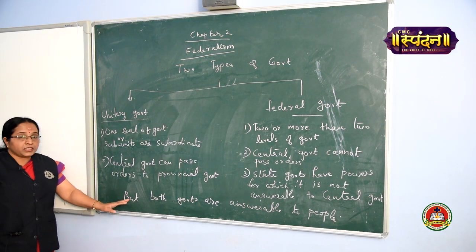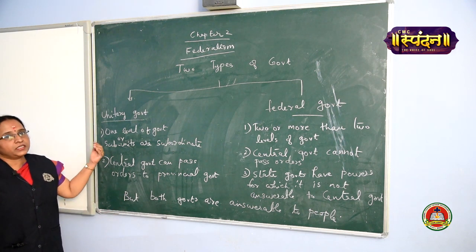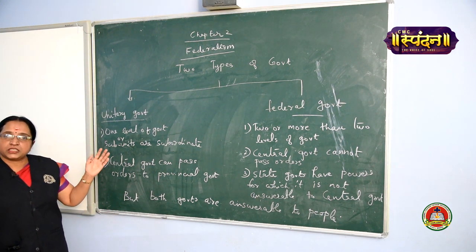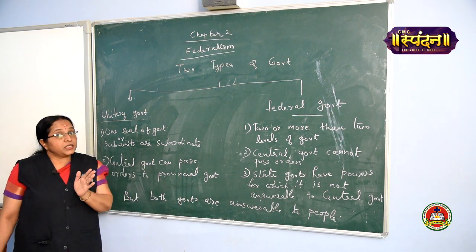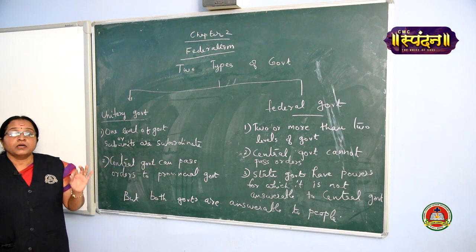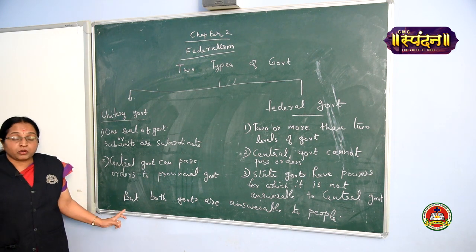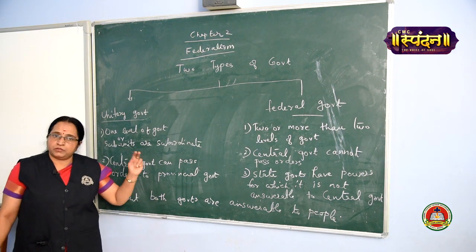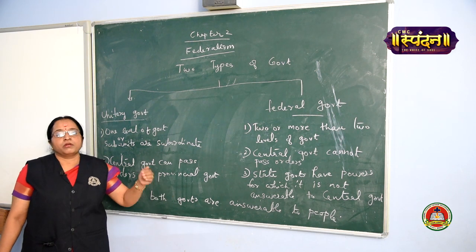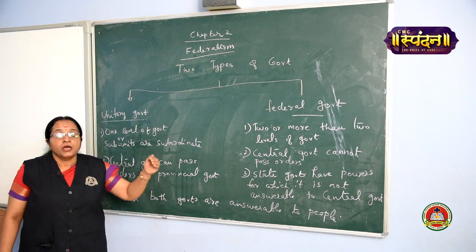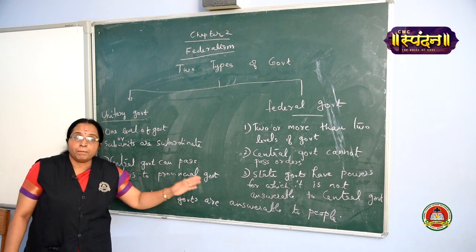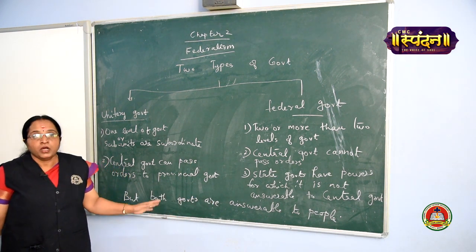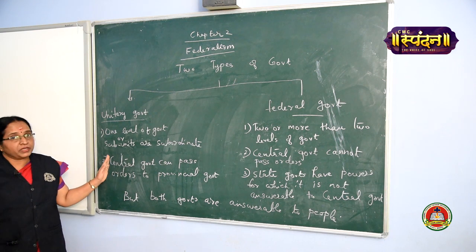Now listen, in both cases, whether it is unitary government or federal government, both governments are answerable to the people. Note the point. Both governments, whether unitary or federal, are answerable to the people. Am I clear to you? I hope this topic is clear.